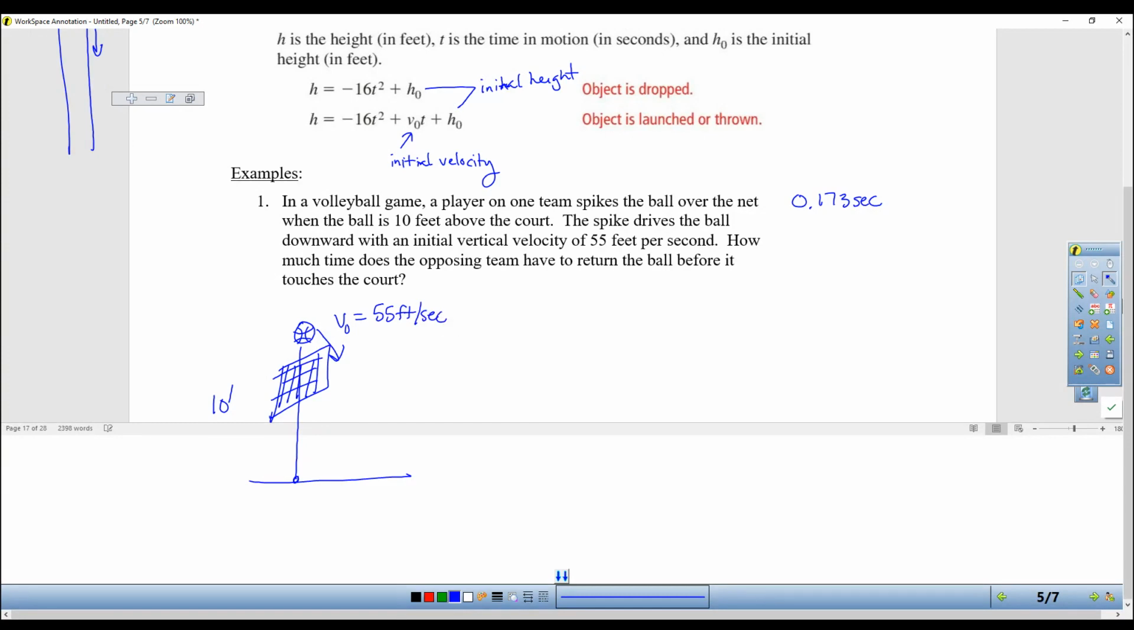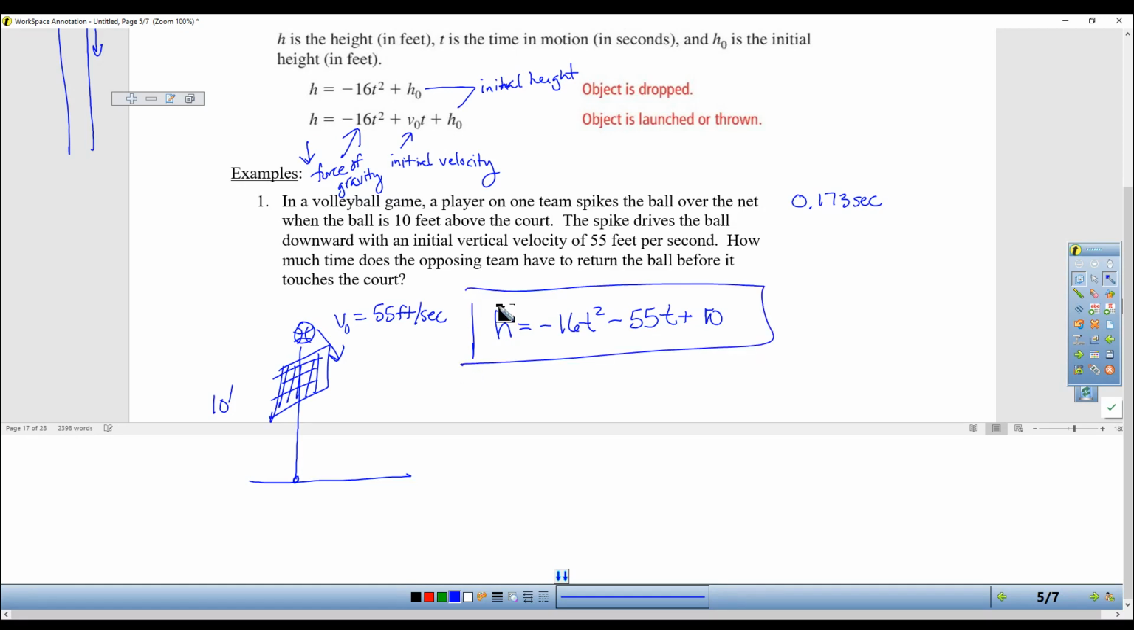So I can write a formula that will tell you its height at any time. Its height is going to be modeled by negative 16. By the way, that 16 is the force of gravity on it. That's what's pushing it down. It's negative because gravity is a downward force. Negative 16t squared. And the spike drives the ball downward, so this is also a negative velocity. Negative 55t. And its initial height was 10 feet above the court. So this is the equation that you can use to tell me the height at any time t.